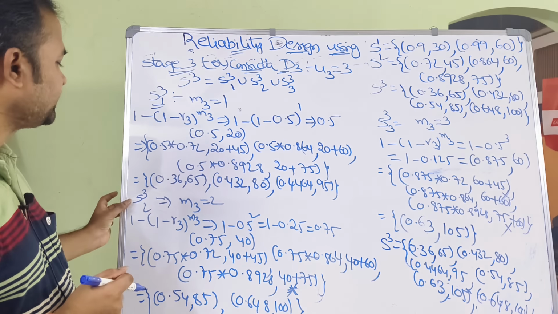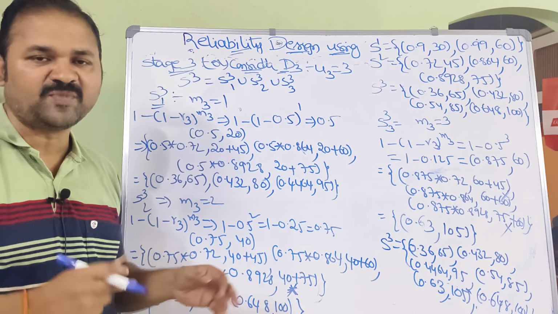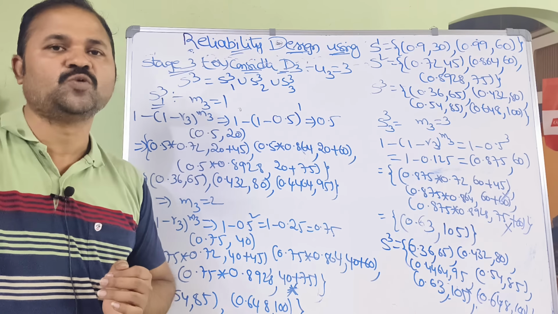Next, calculate S power 3 2. So here the number of copies is 2. Same as before, for reliability the formula is 1 minus R3 whole power m3.